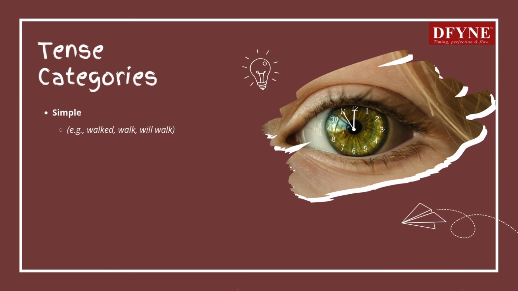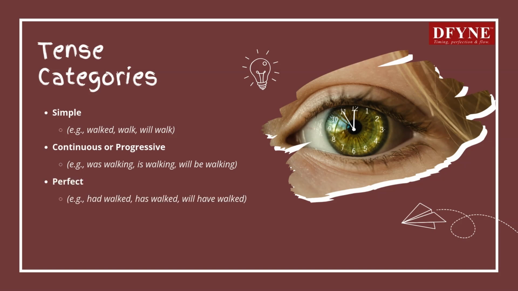Simple tenses showcase actions that are generally true. Continuous tenses show actions that are ongoing in nature at a particular time. Perfect tenses show actions that are completed or will be completed, and the perfect continuous is a combination of continuous tense and perfect tenses, highlighting both completion and the ongoing nature of actions.